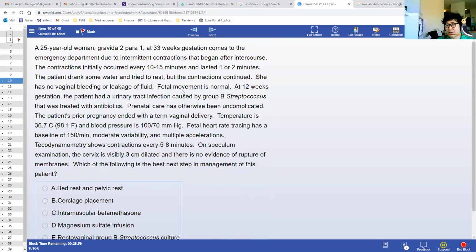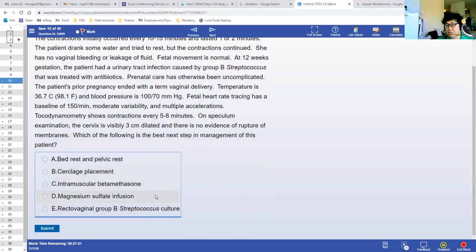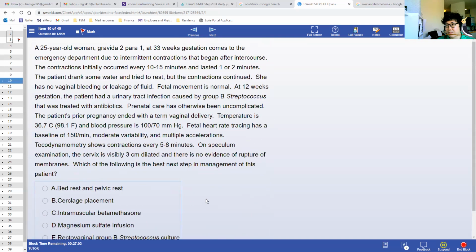What's the next best step in management? A lot of different management stuff. I believe this is some kind of a birthing problem. 25-year-old, 33 weeks gestation, intermittent contractions that began after intercourse. All right, 10 to 15, now 1 to 2 minutes. Drink some water, but contractions continued. So this looks like it's real labor. It's not just Braxton Hicks because the duration's getting shorter.